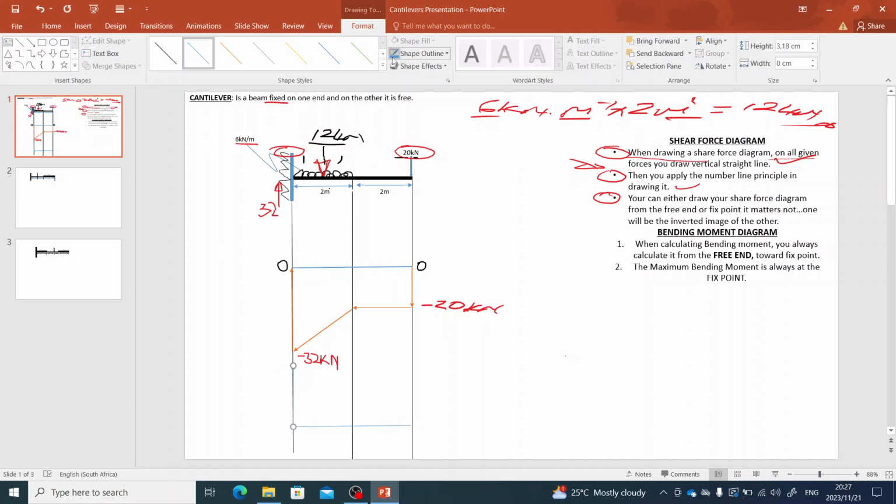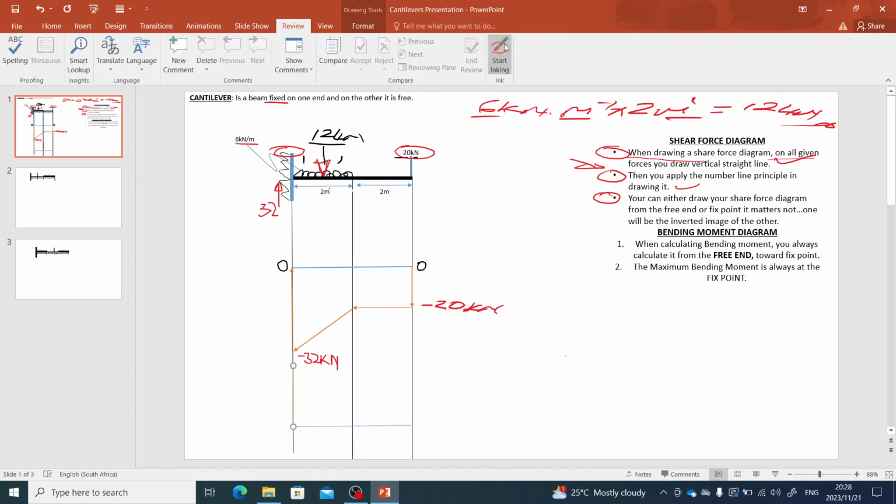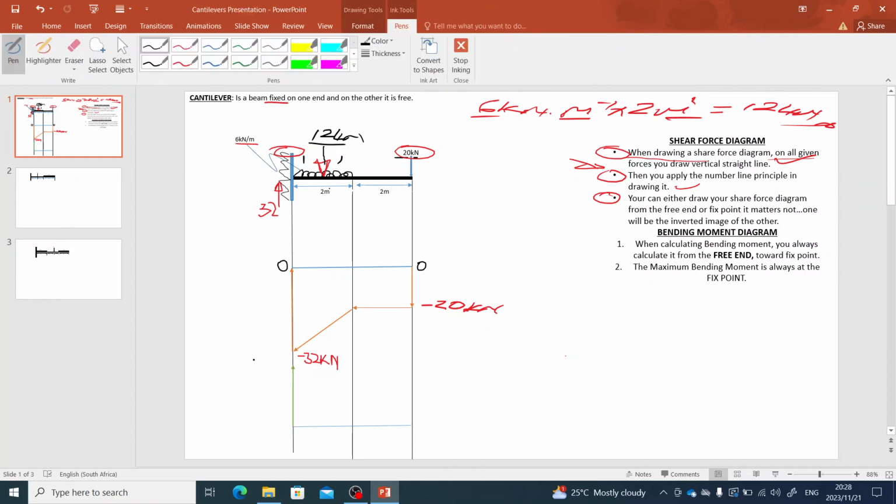Right, let's make it bold blue. Okay, let's make it bold green. Okay, that's what we have there. Now, that's your 32, positive 32 there. We are having 32 kilonewton there. I'll write it as black here on this point. On this point, right? Remember, we're starting at zero, we end at zero.